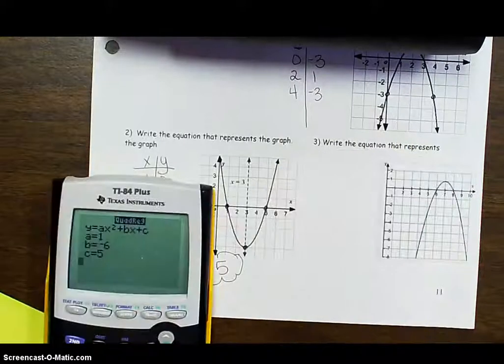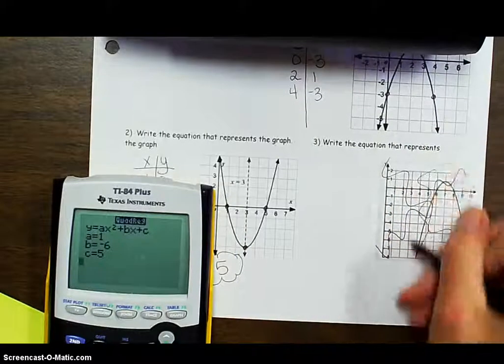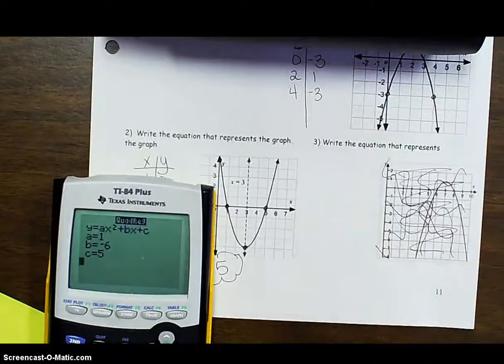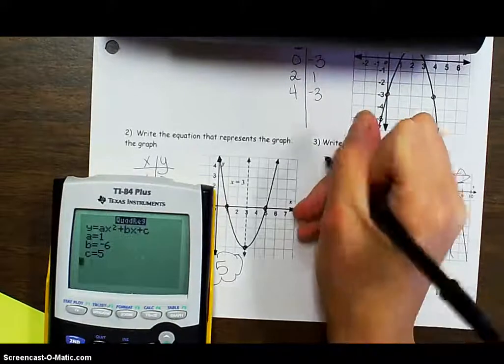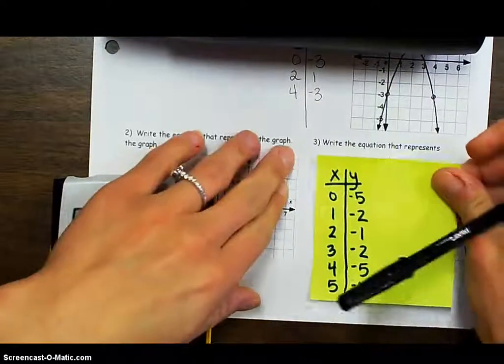All right, let's take a look at number 3. For number 3, I'm going to go ahead, I'm going to cross out this grid. Instead, I am going to actually have you start with the table of values. So let's go ahead, we're going to start with this table of values right here.